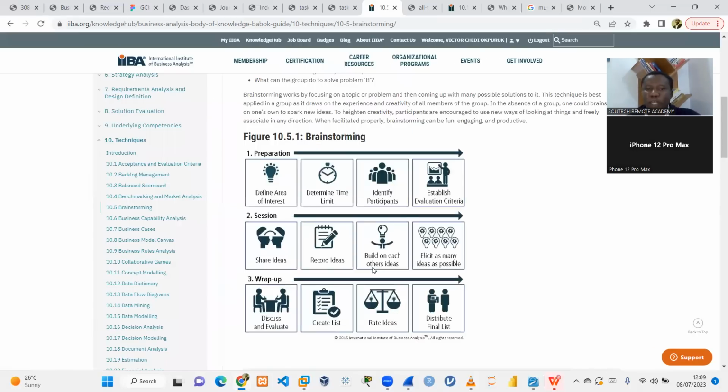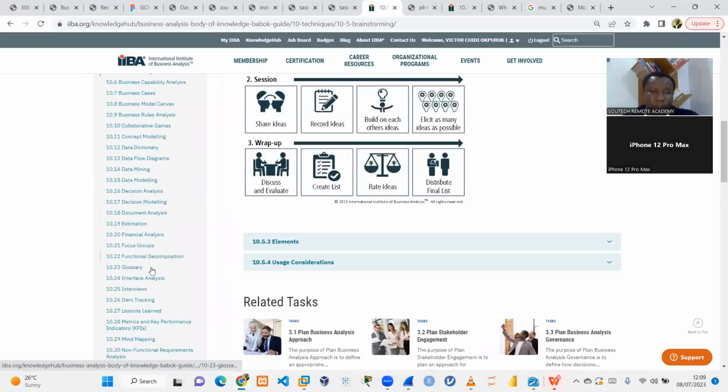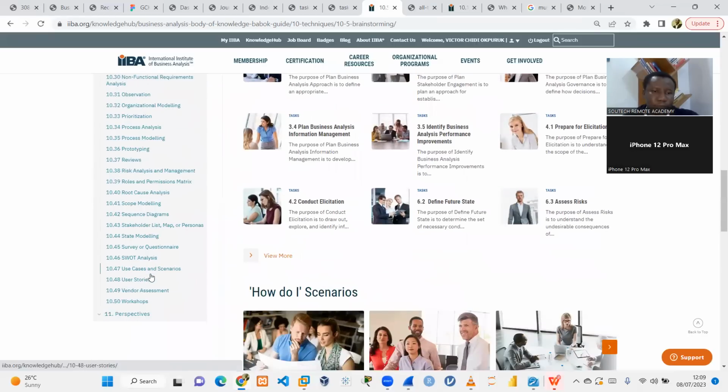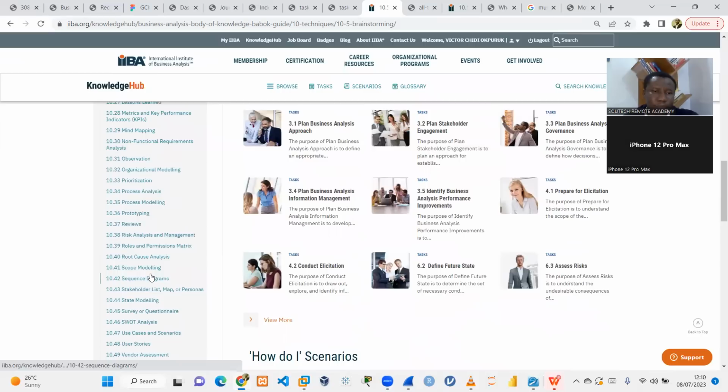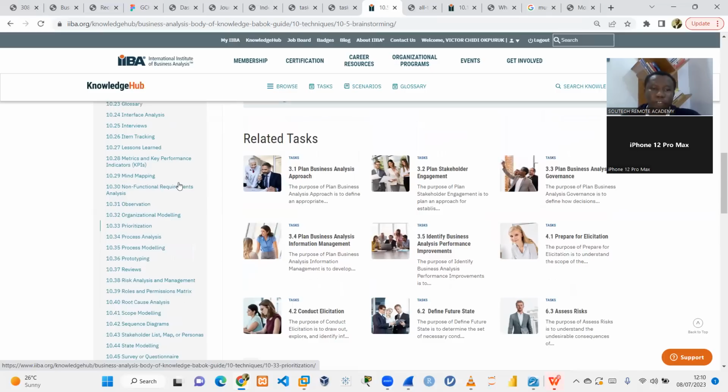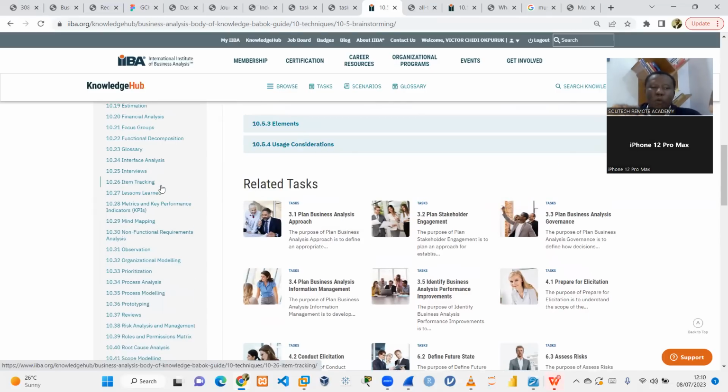So if there's one thing you need to understand very well, that you're going to be seeing recurring in all of the knowledge areas, it is your 50 techniques. Make sense? Yeah. Good. So you see in your techniques, you have metrics and key performance indicators, because here you're looking at what is going to tell that we have actually performed. So you need to list them, right?